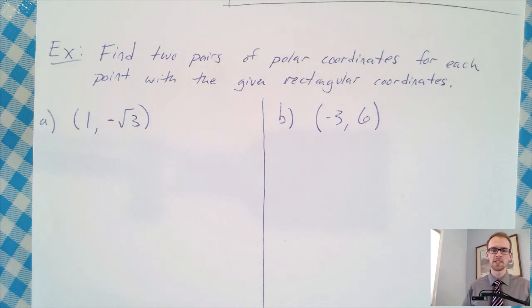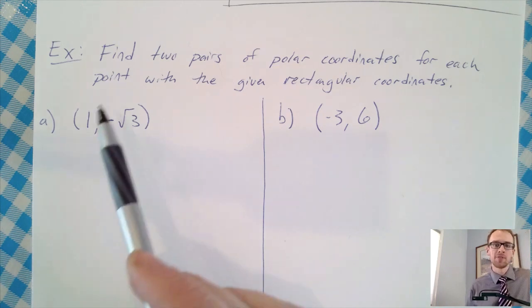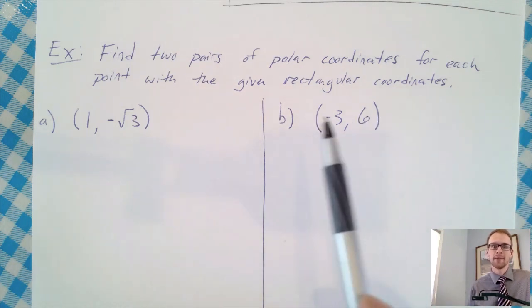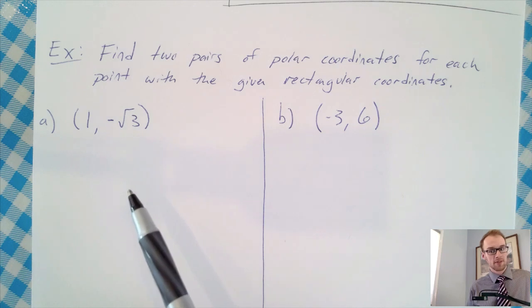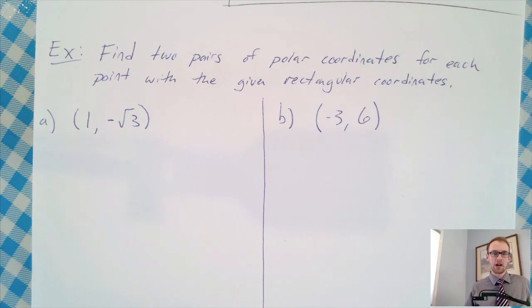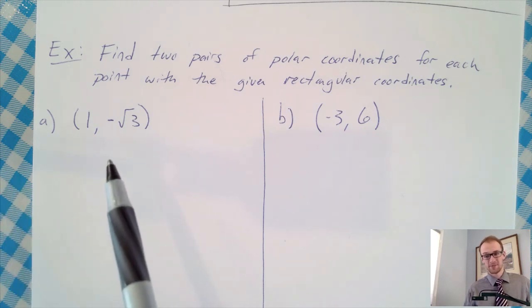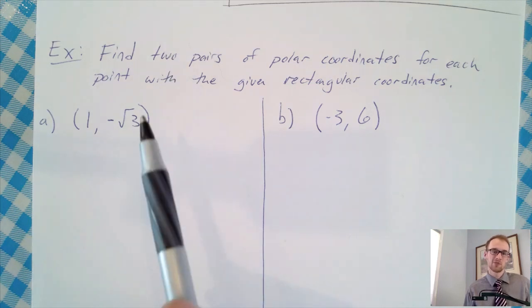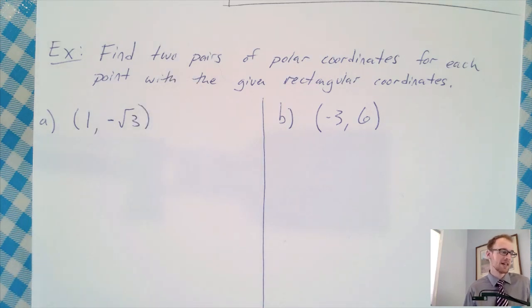Okay, hopefully you had a chance to give that a try and post your answers below. Let's get going here. Find 2 pairs of polar coordinates for each point with the given rectangular coordinates. We're not just going to find one answer. We're going to find 2 pairs of answers, so 4 answers. Two videos ago, I showed you how to write all the infinitely many possible polar coordinates for a given point. There would be infinite rotations that we could do to locate the same point. But we're only going to give 4, 2 pairs: 2 with a positive radius and 2 with a negative radius.